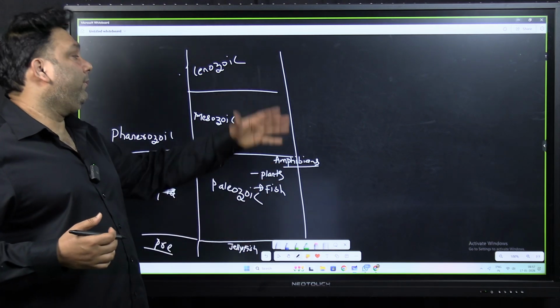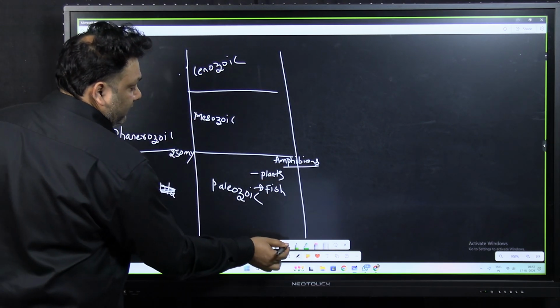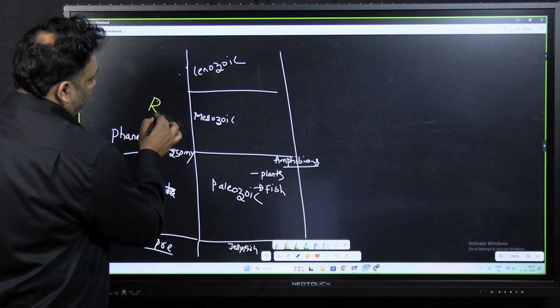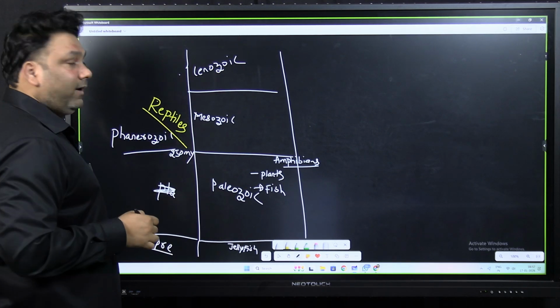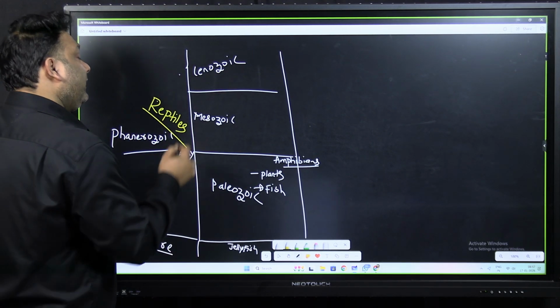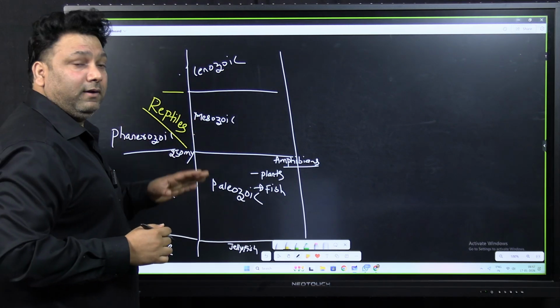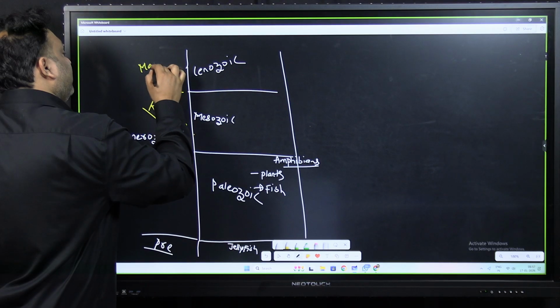Okay, the amphibians will gradually give rise to the reptiles. So when the reptiles have evolved, it becomes Mesozoic. Okay, then in Cenozoic, most of the reptiles which were present all perished, and mammals have evolved here.